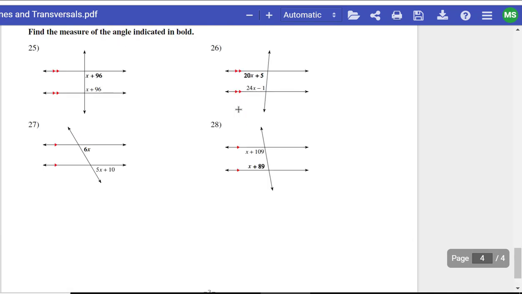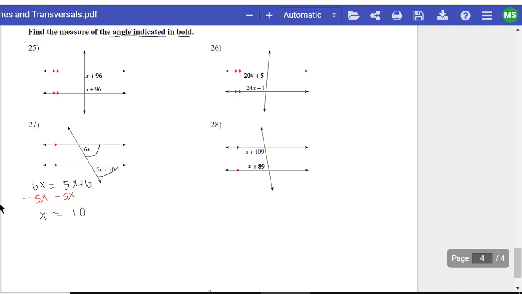Let's do one more just to make sure you understand. It says find the measure of the angle in bold. So this is a couple steps. One, you have to figure out what x is equal to, and then plug it back in to figure out what this angle is. So if you look at these two right here, we understand they're corresponding. So we have 6x is equal to 5x plus 10. If we move all the x's to one side, we see that x is equal to 10.